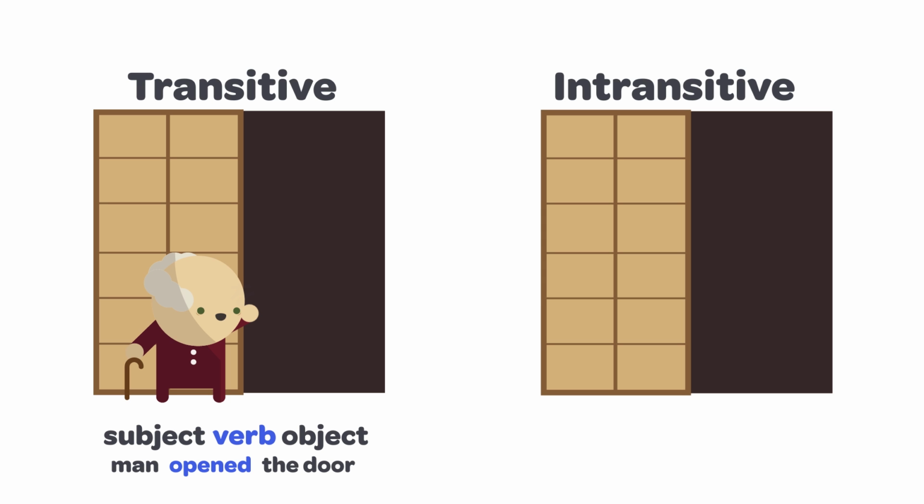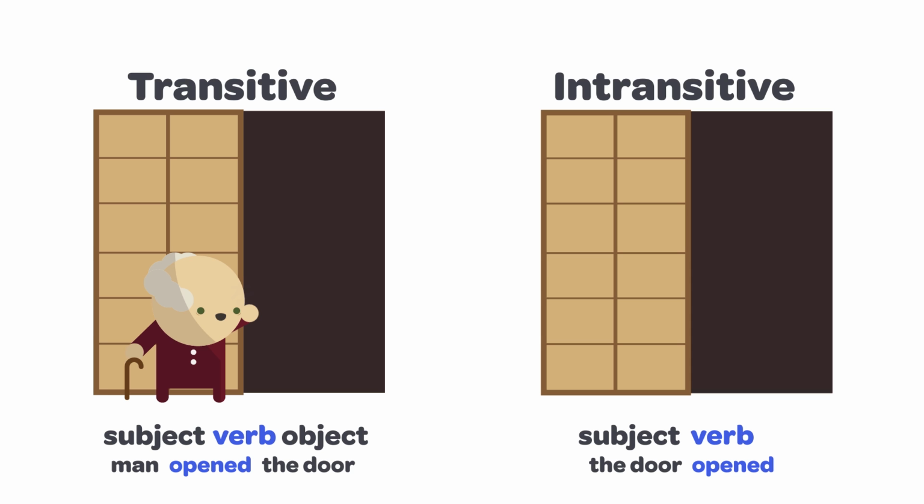Now we'll focus on the other image. Do you remember that the door opened without anybody's help? That's how intransitive verbs are. It's a sort of self-moving action that just happens without an external force causing the action.